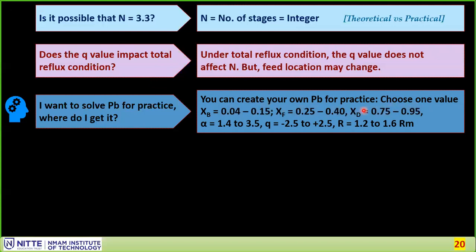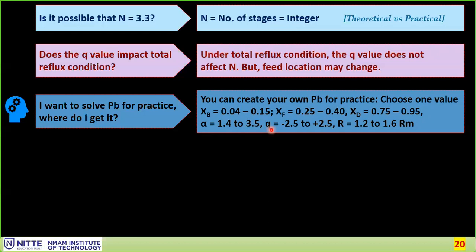It will be a little difficult to solve those cases. If you take a very low concentration or very high concentration, the number of stages will be very difficult to do manually. Alpha value should be more than 1 but not too close to 1. Something like 1.4, 1.5 would be sufficient, but don't go beyond 3.5, practically not possible.